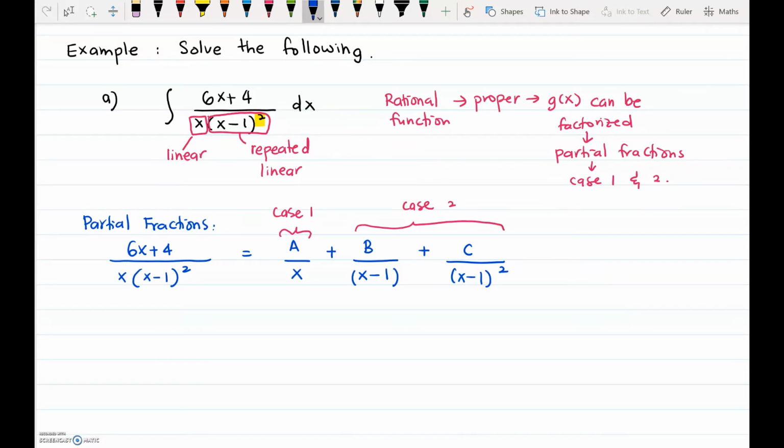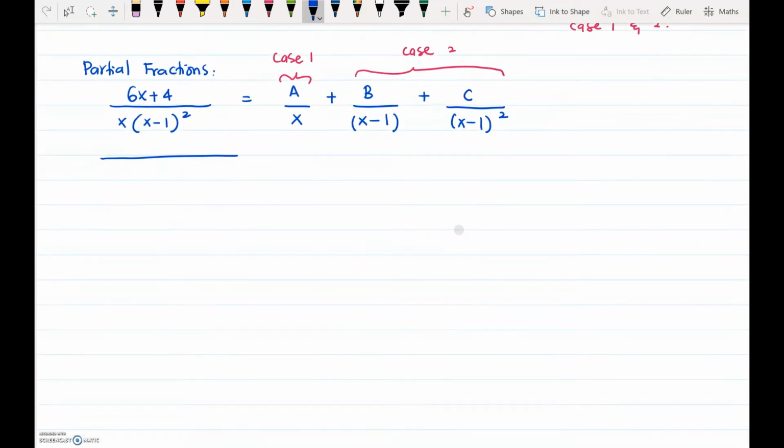With similar steps as we have learned before, the next step is to write the equal denominator. We will have x times (x minus 1) squared, and the numerator is 6x plus 4. Similarly for the right-hand side, your equal denominator is x times (x minus 1) squared. Make sure the denominator is the same as in your left-hand side.